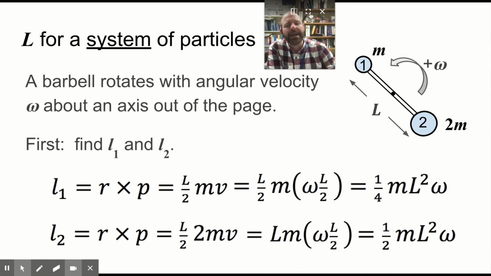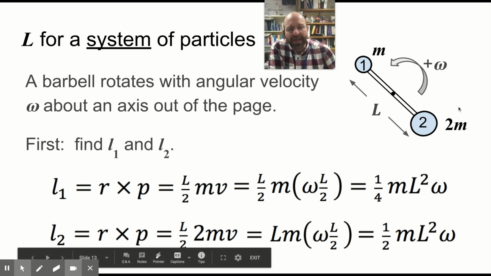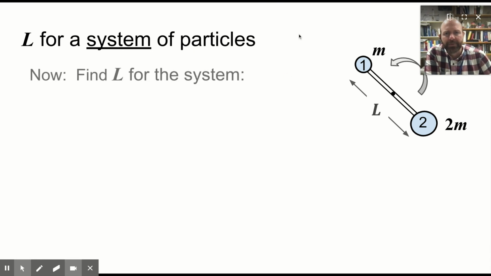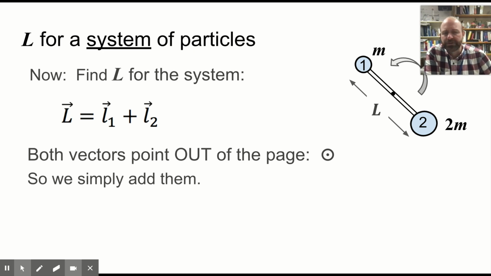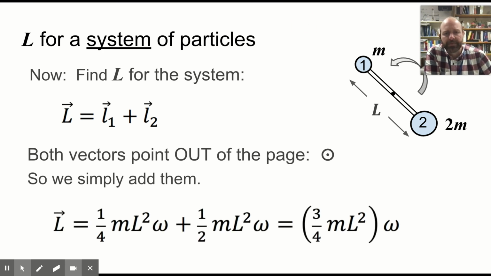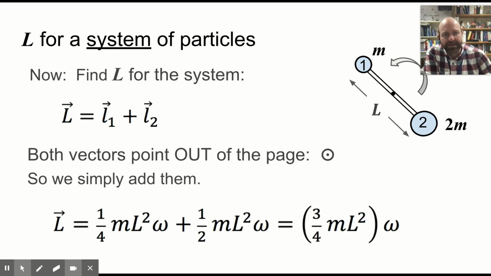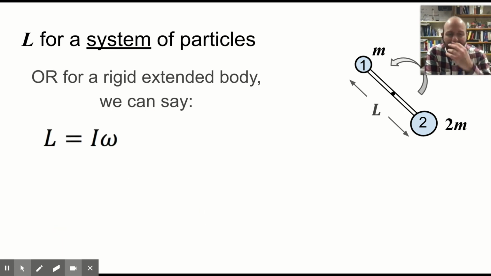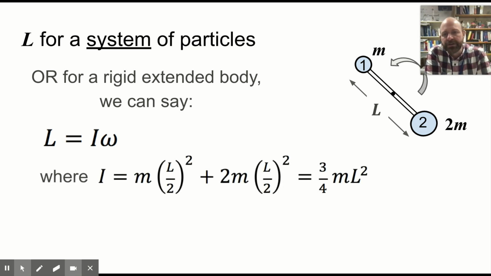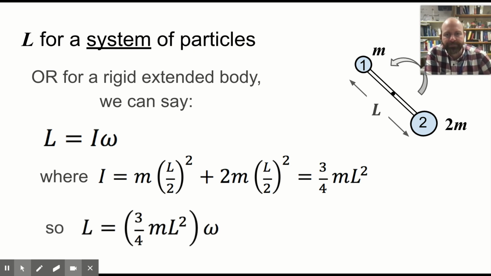But anytime we get an m times a distance squared, we should be thinking moment of inertia. And if we add these two together, both vectors pointing out of the page, so we can just add them, we get 3/4 m L squared omega. But as I said, I is just that value. m L squared is going to be the key for seeing a moment of inertia. So if the object is extended, we don't have two point particles, but we know its moment of inertia, we say that the moment of inertia times omega, the thing having to do with mass in rotation multiplied by the velocity piece, is the angular momentum. So in this case, angular momentum is 3/4 m L squared, the moment of inertia, times omega.